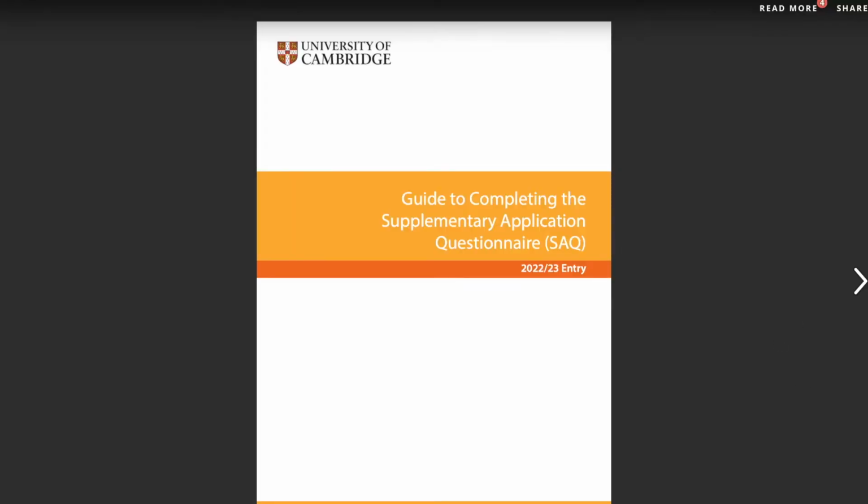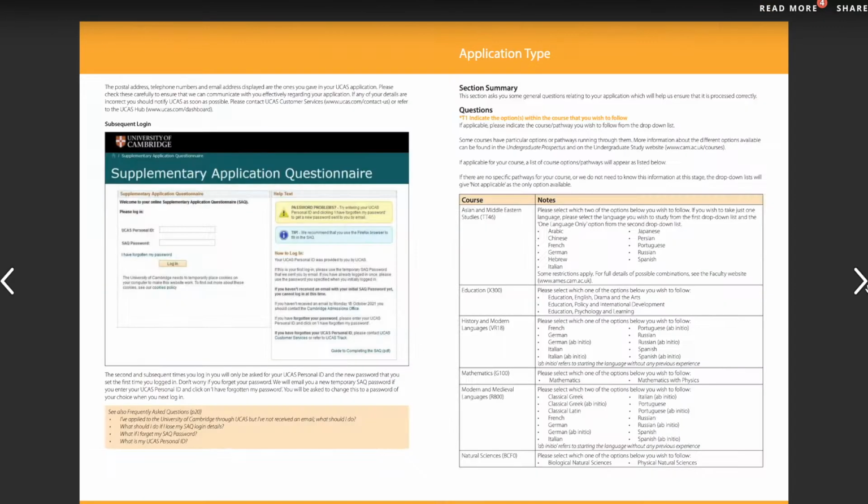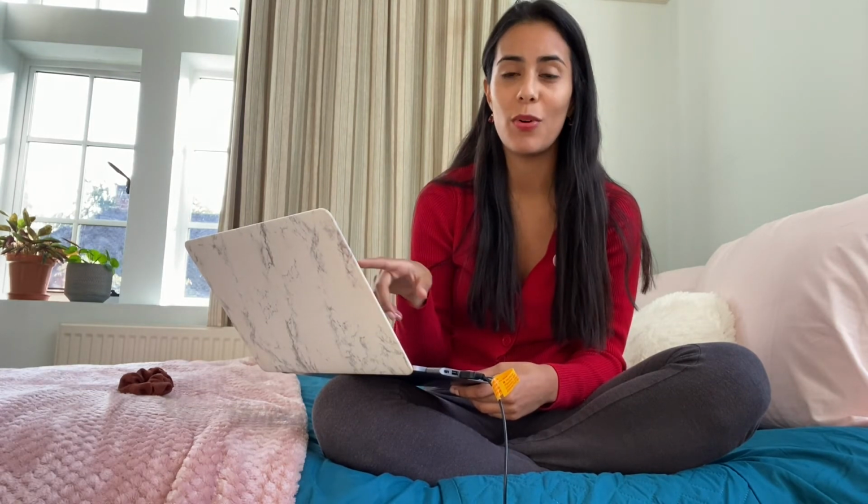They usually send you the form via email within 48 hours after submitting your UCAS application. The application type section is only applicable to certain courses, so you shouldn't be worried about it. They will let you know if that's the case for you. The photograph. It is important that you choose wisely, otherwise if you get accepted you will have the same picture during the entire course. And it's usually the picture that you will have in your CAM ID.